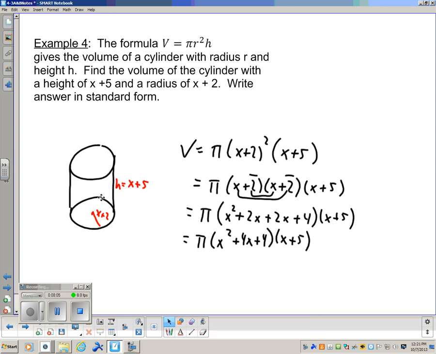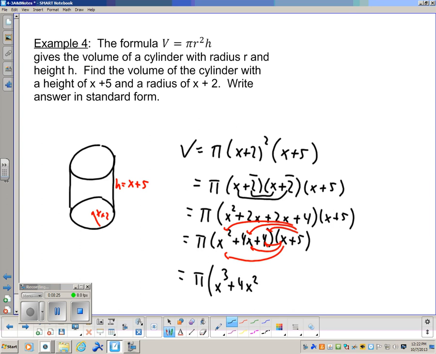Now we still have this last piece to finish up, so we're going to take x and multiply everything inside the parentheses. We're going to take 5 and multiply by everything in the parentheses. I'm just going to leave a pi out in front. So x squared times x is x to the third. 4x times x is 4x squared. And 4 times x is 4x.